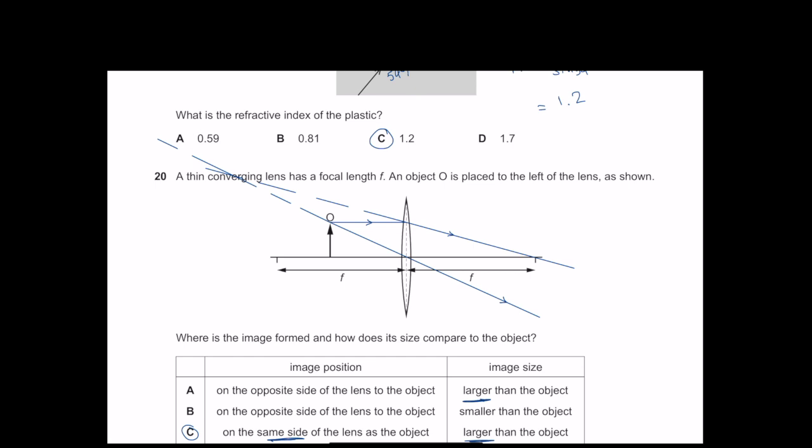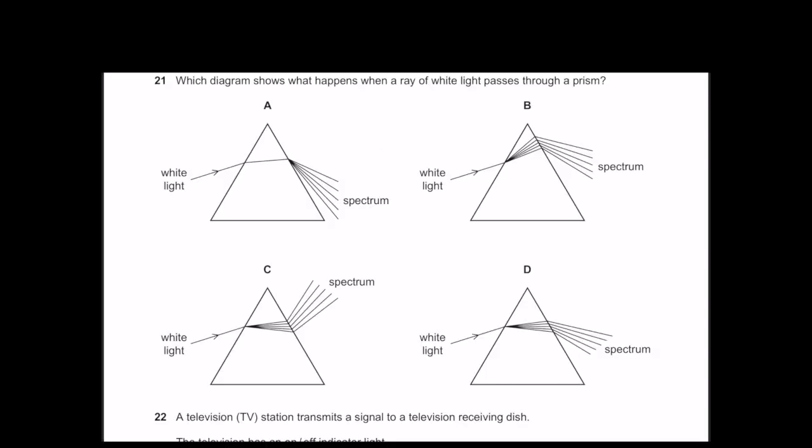As you see, the image will be formed exactly here. So this is the image. As you see, it's on the same side and larger than the object. And this is the position of the eye, to take a look at that object and see it larger, like what we usually have. In question 21, which diagram shows what happens when a ray of white light passes through a prism?